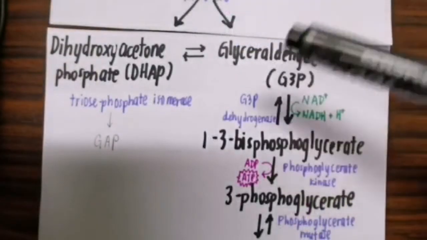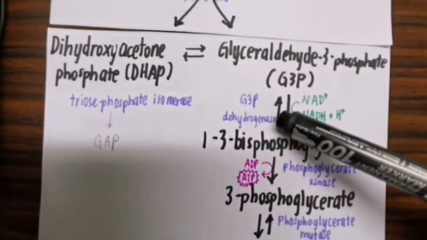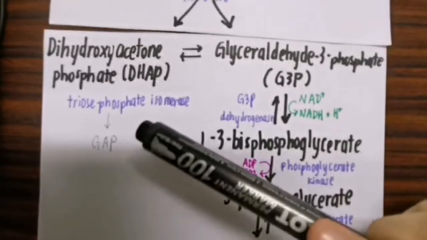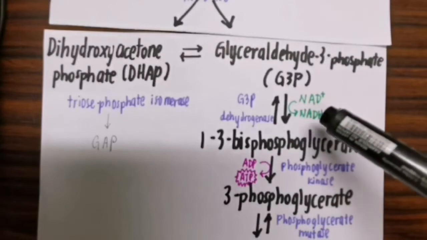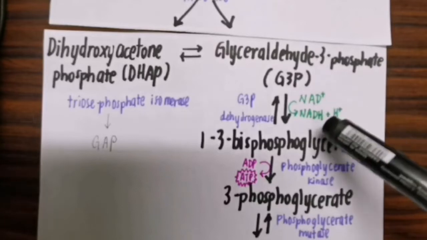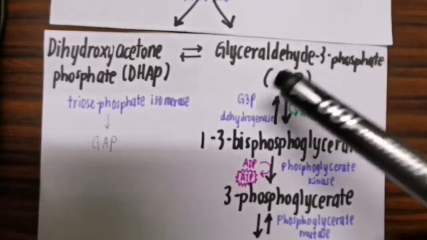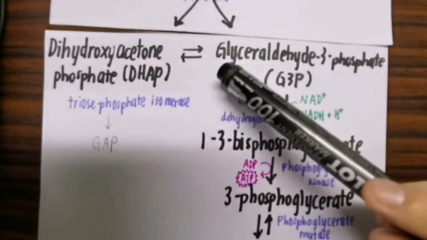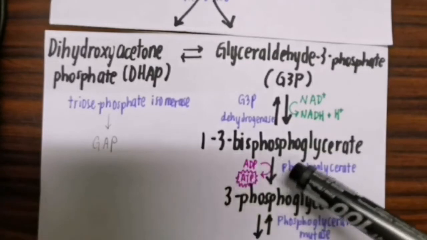Step 6 is the enzyme glyceraldehyde 3-phosphate dehydrogenase, which serves 2 functions. First, it dehydrogenates GAP by transferring one of its hydrogen atoms to the oxidizing agent NAD+ to form NADH plus a hydrogen ion. Next, the enzyme converts glyceraldehyde 3-phosphate into 1,3-bisphosphoglycerate.